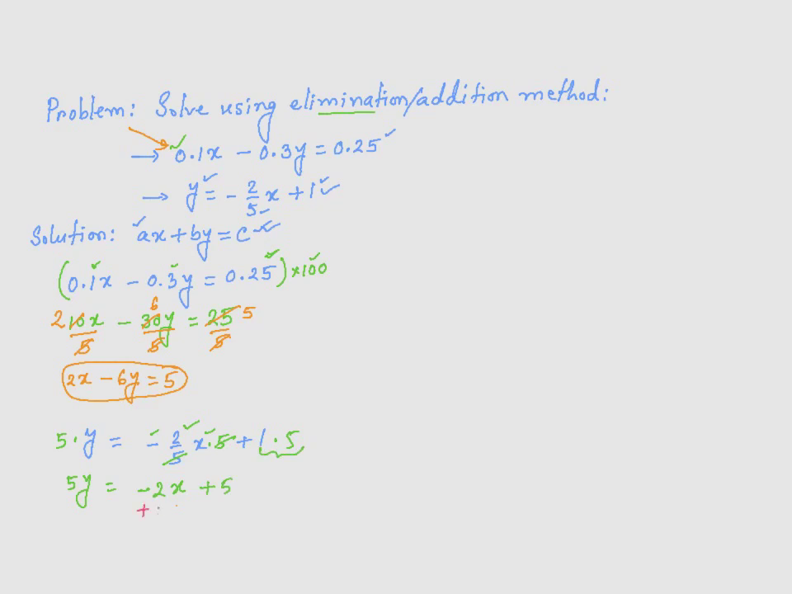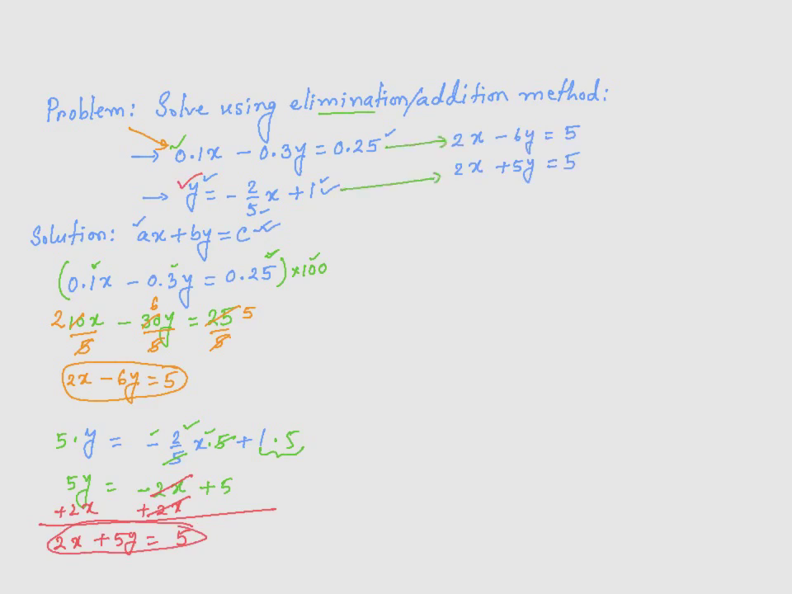Okay, add 2x to both sides. In that case I will get on the left hand side 2x plus 5y, and on the right hand side negative 2x and positive 2x cancel out, and that leaves me with 5. So this is my second equation, which by the way is the simplified version of this. Now I am going to rewrite these two equations and put them together. So this equation becomes this and this equation becomes this. These are my equivalent system of equations. Now I am going to take this system and solve.